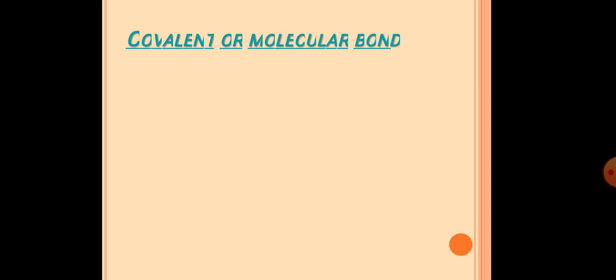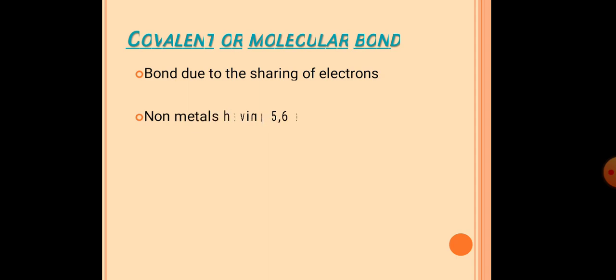A covalent bond is a bond which is formed due to the sharing of electrons. The bond which is formed due to the sharing of electrons, we call it the covalent bond. These covalent bonds are formed between the non-metals.